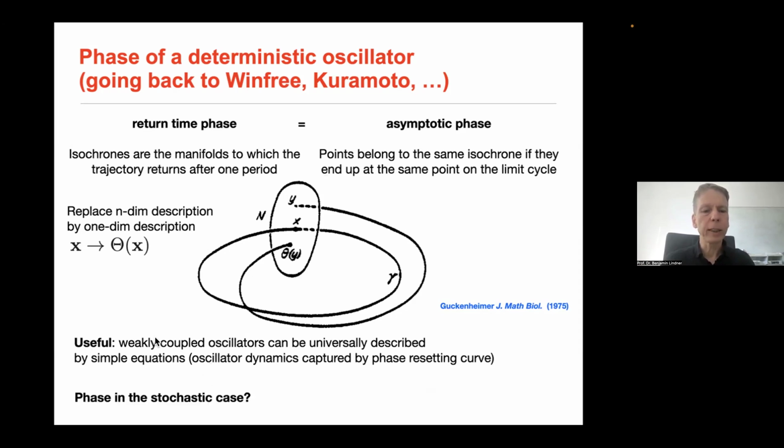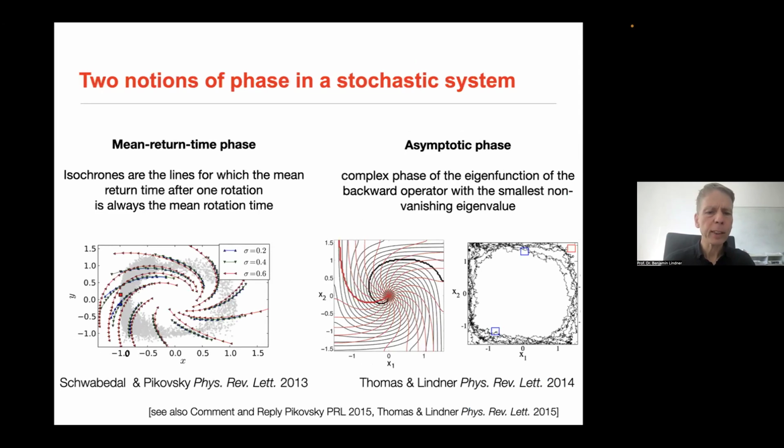And for that reason, people were tempted to look for the generalization of the phase in the stochastic case. And two such suggestions have been made. So there is the mean return time phase by Schwabedal and Pikovsky, which is based pretty much on this stroboscopic definition of the return after one period. The period is here simply replaced by the mean rotation time of the oscillator. And the second definition is the asymptotic phase that is based on the complex phase of the eigenfunction. I will explain that in detail because the talk is pretty much about this concept.